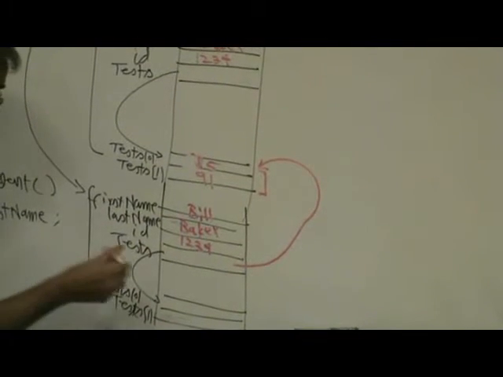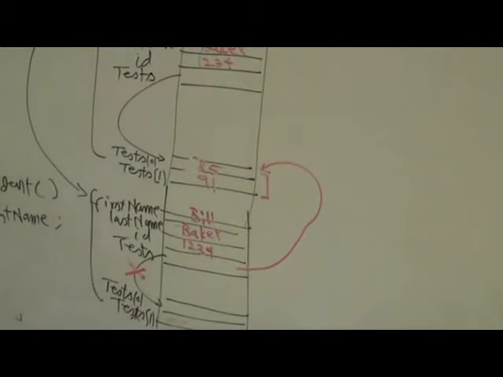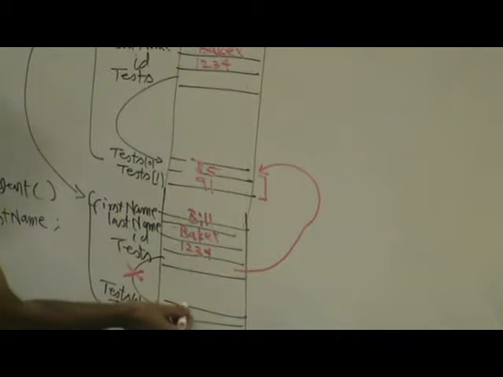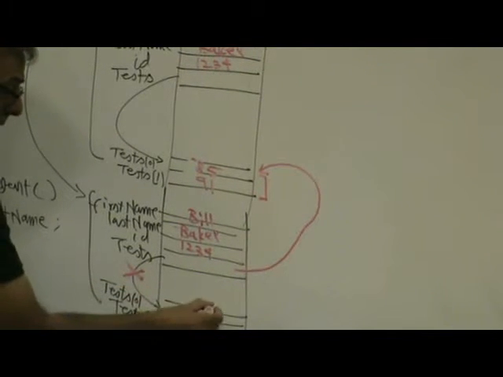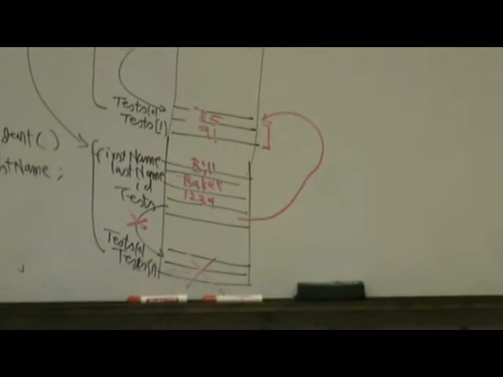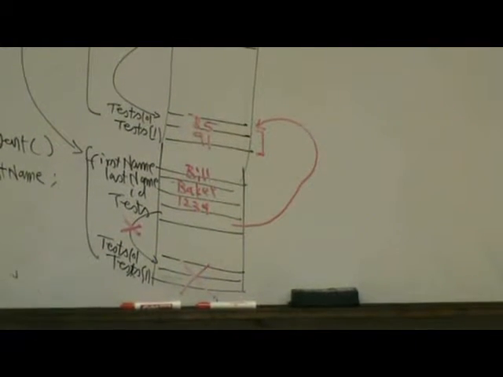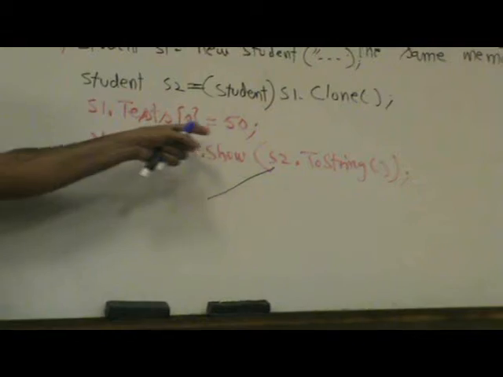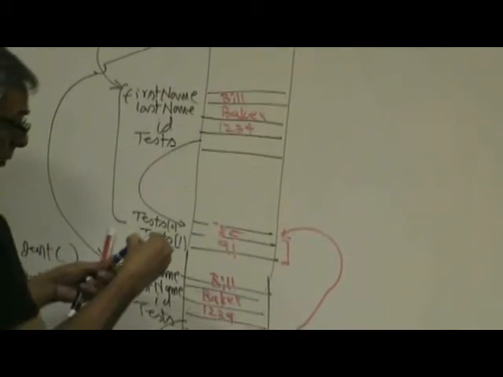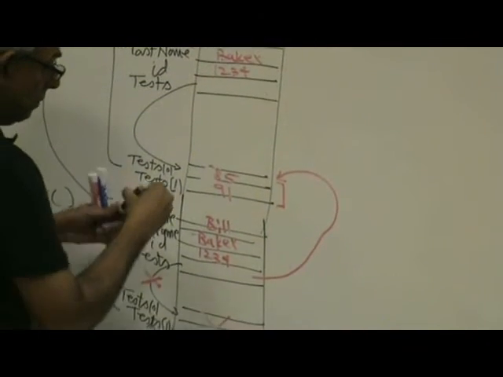So in other words, this is disconnected. So sooner or later, this will go away. It will be garbage collected. So this will go away, right? So now let's go over here. S1.tests of 0 equal to 50. So S1 tests of 0. So what did we change it to? 50.